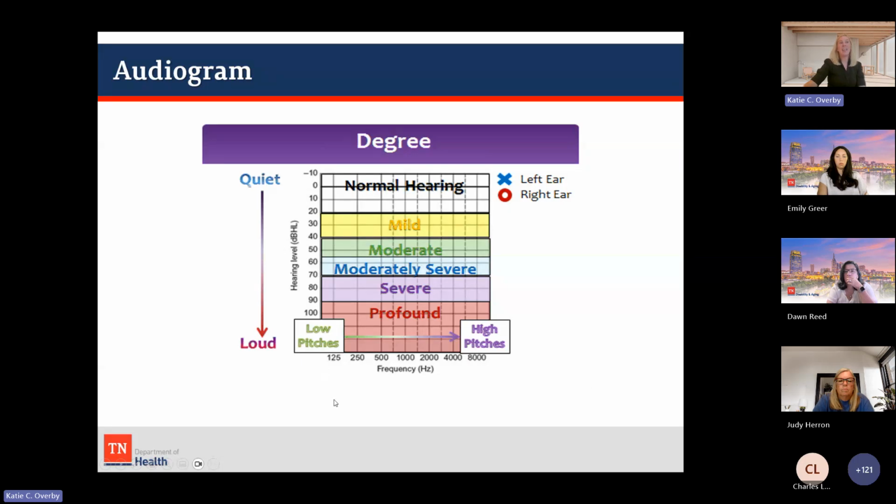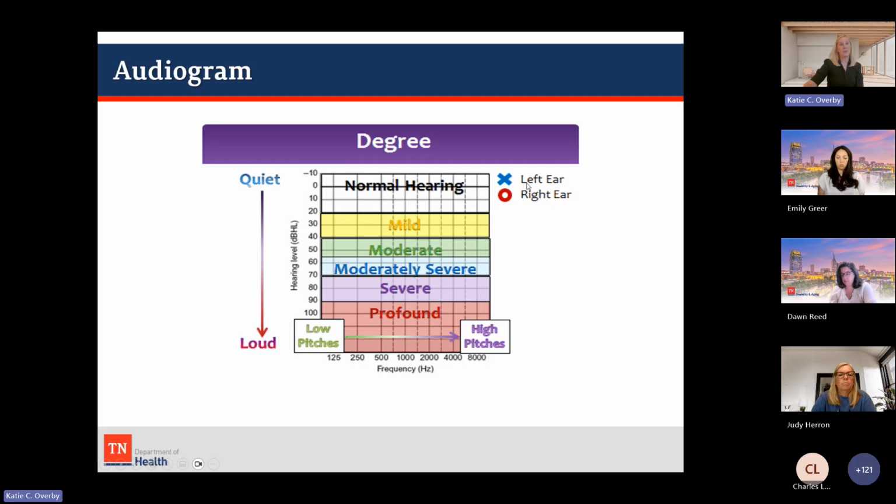And there are full degrees on reading an audiogram, so I am going to give you the quickest version ever of an audiogram. But basically, normal hearing down to profound hearing. We have quiet to loud. And then if you think from left to right is the pitches. So think of a piano.